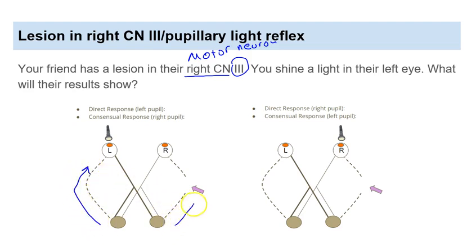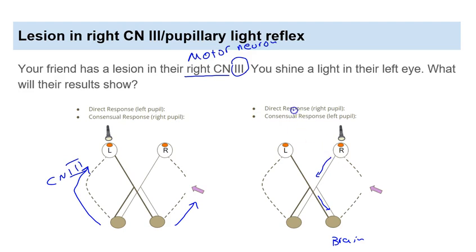So that is our cranial nerve number 3. Let's see what's going to happen if the cranial nerve number 3 has been damaged on the right side. So here we have, if you shine the light to the right side, the optic nerve of the right side is working perfectly, right? So it's going to send all the signals to the right side of the brain. It's okay. But the way that the cranial nerve number 3 of the right side should send the signals back to the eye is not working.